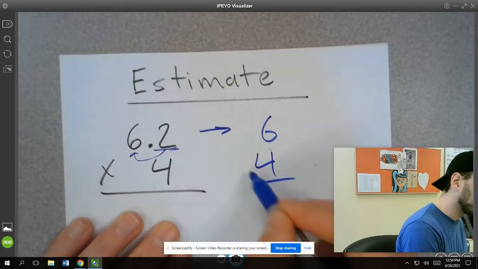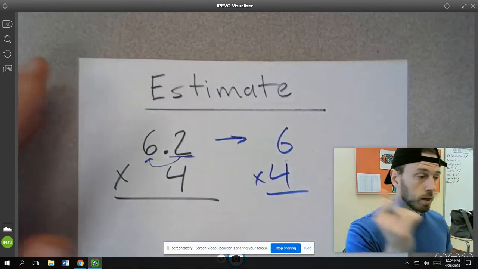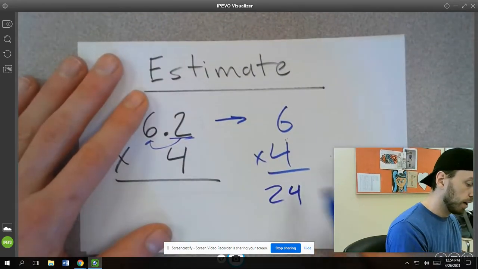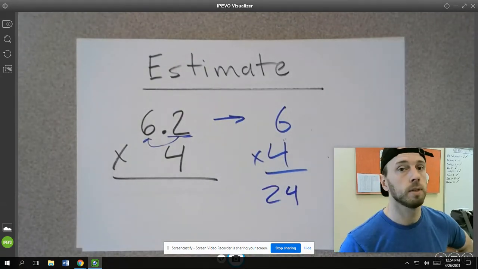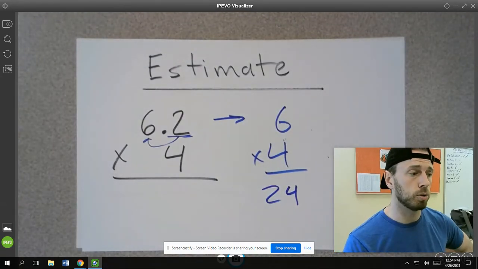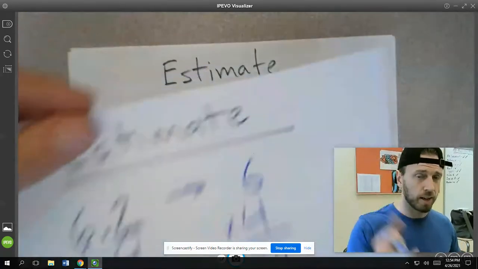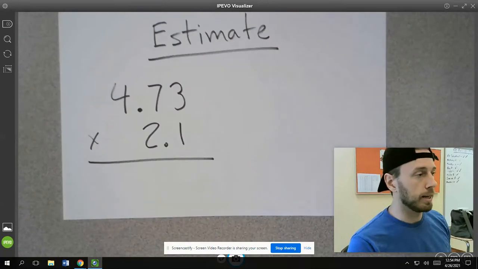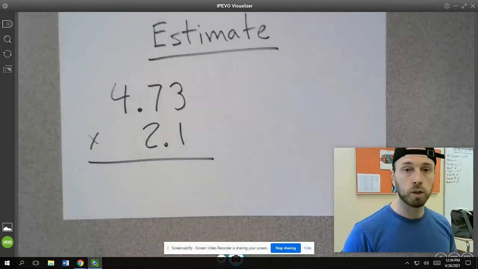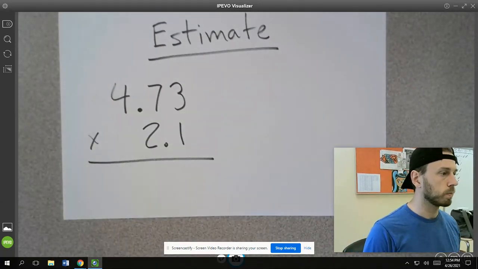So we could just off to the side here, or even in your head, just do 6 times 4, and know that the answer to this problem is going to be close to 24. It's not going to be the exact answer, but it'll be close to it. Estimating helps us get that in our heads really quick. Here's another one. Try and estimate this one real quickly. It would be great if you could do it in your head, but you can write it down as well.